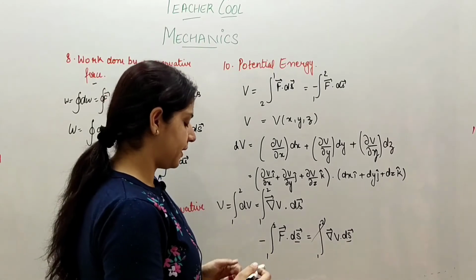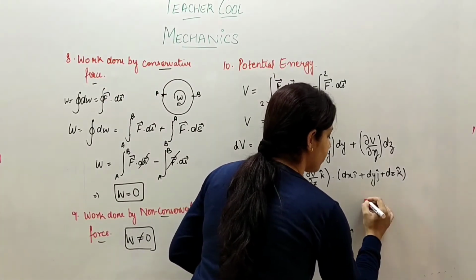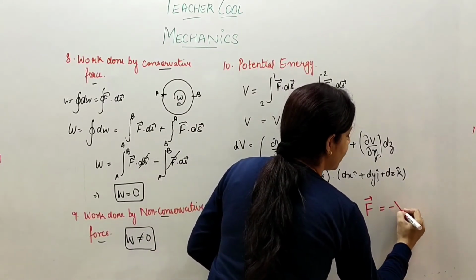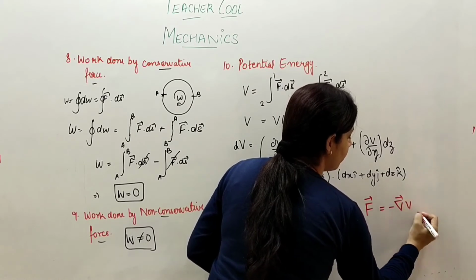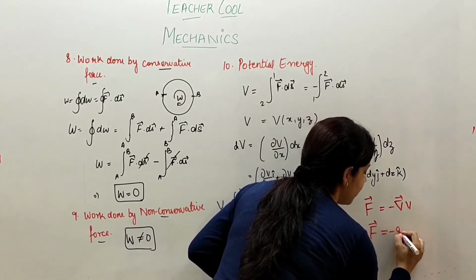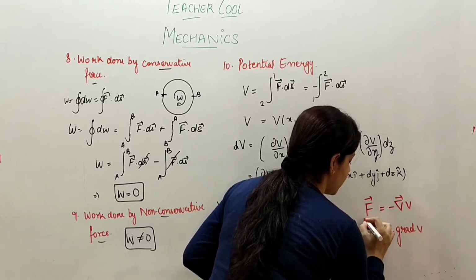So what I will get is, this F force vector will come out to be negative of del operator on V. That means force is the negative gradient of potential.